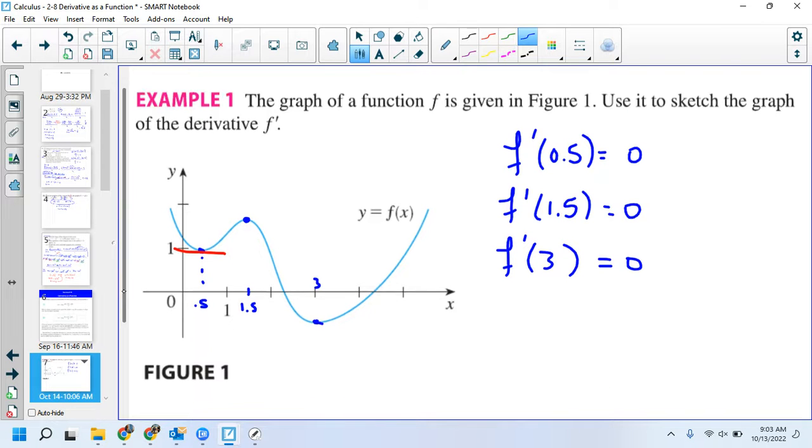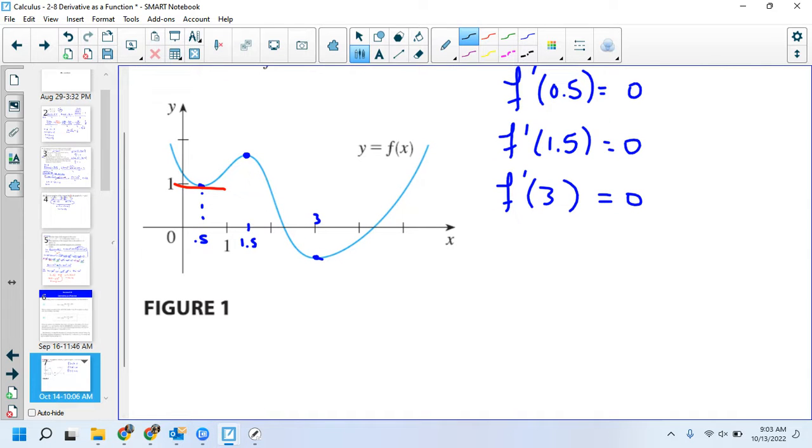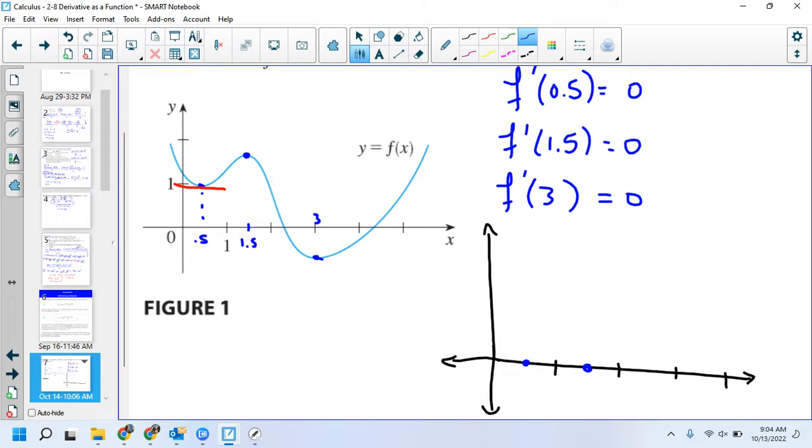Okay, meaning this: if I go to graph my derivative, I should go a little bit low too. If I go to graph my derivative, I know at 0.5, I'll make this 1, 2, 3, 4. At 0.5, I have an x-intercept. At 1.5, I have an x-intercept. And at 3, I have an x-intercept. Now, what happens in between there?